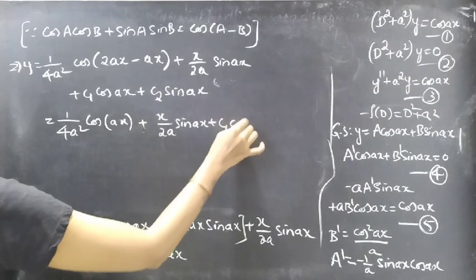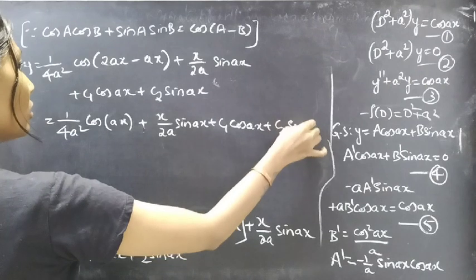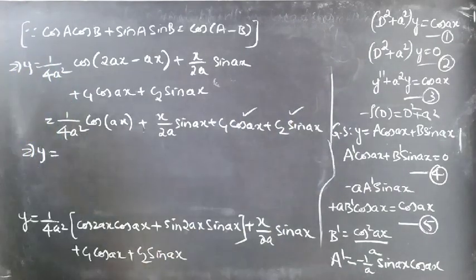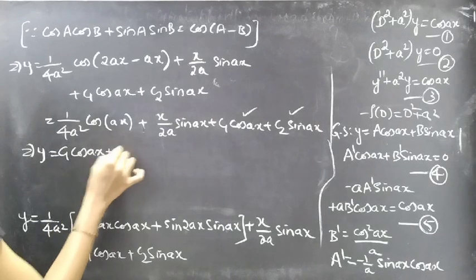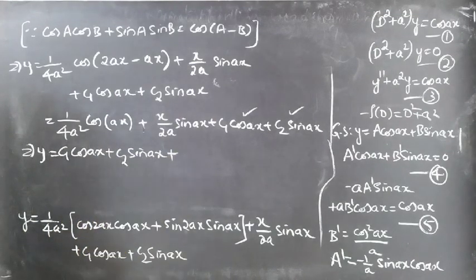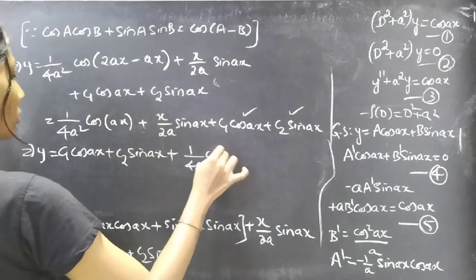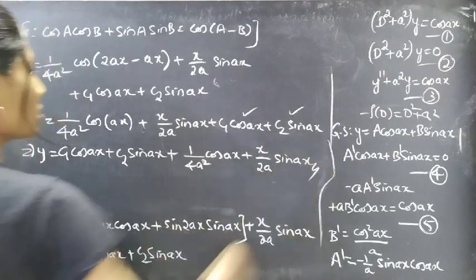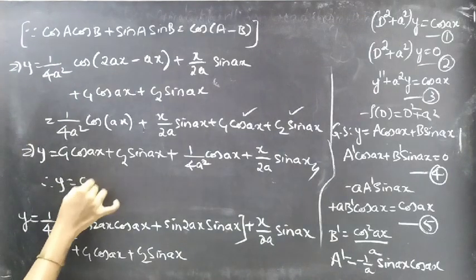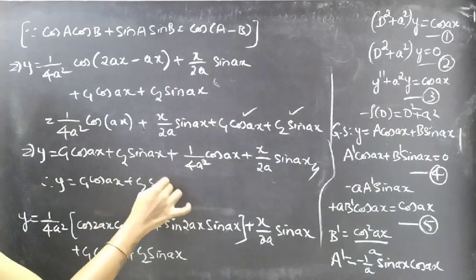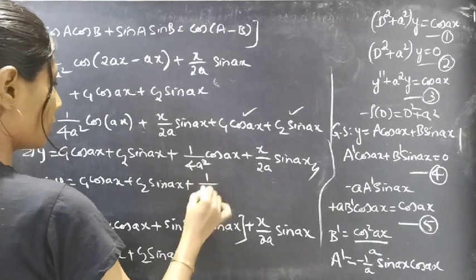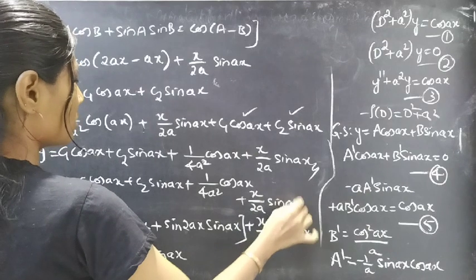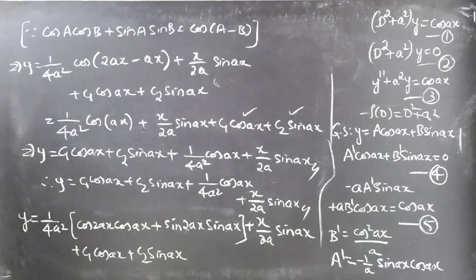sin ax plus c1 cos ax plus c2 sin ax, or y equals, firstly we can write the terms involving c1 and c2. We'll get c1 cos ax plus c2 sin ax plus 1 by 4a square cos ax plus x by 2a sin ax. This completes the problem. Therefore, y equals c1 cos ax plus c2 sin ax plus 1 by 4a square cos ax plus x by 2a sin ax is the required general solution of equation 1.